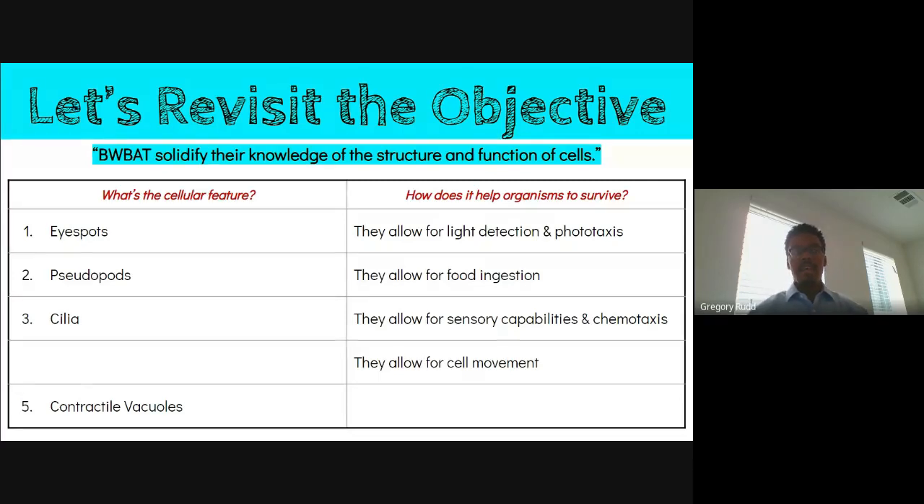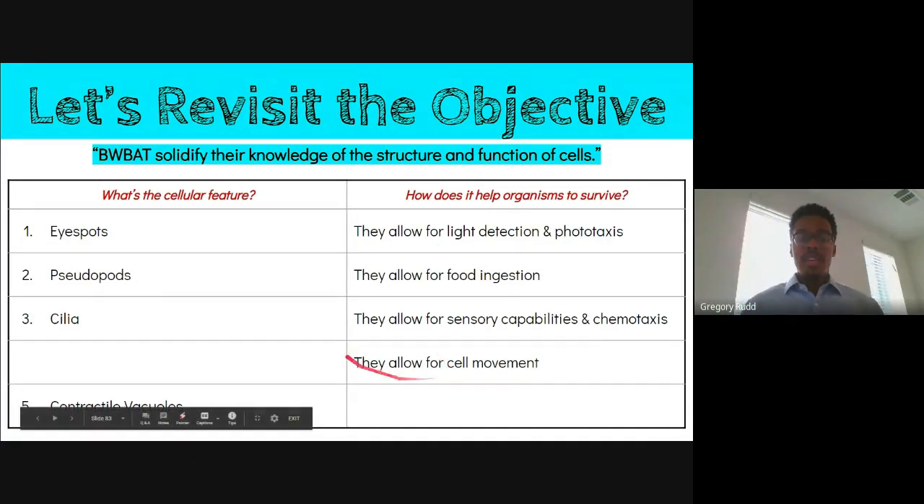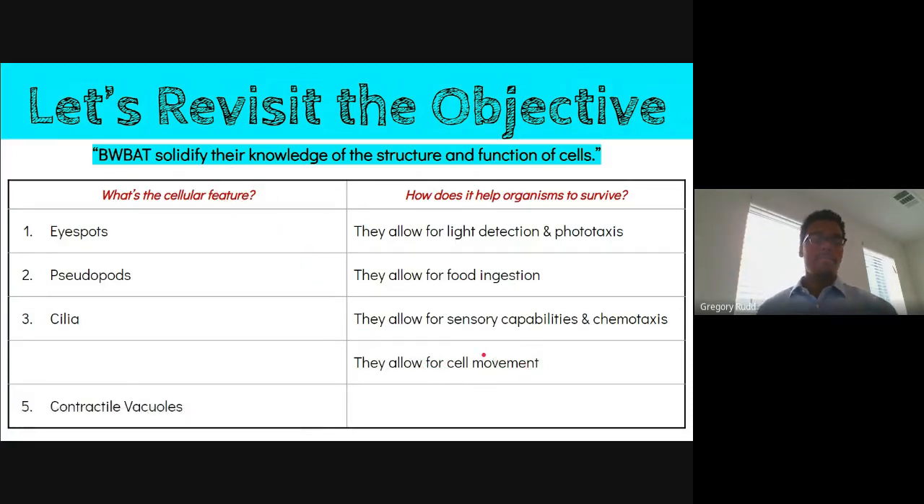So we can think of cilia kind of like whiskers, but if the entire organism was covered in whiskers. They allow the cell to know, okay, this area is a little bit too salty. This area has too much hydrogen, it's too acidic. This area has too much oxygen, it's too basic. So based on that, the cell can sense it, and it can make a decision about what it wants to do with that information. Okay, what cellular feature or cellular adaptation allows for cell movement?